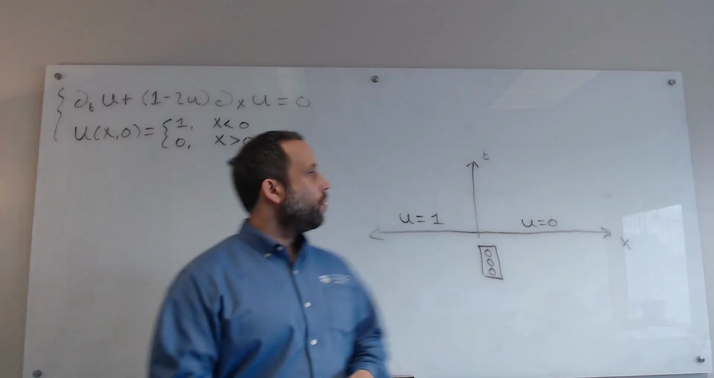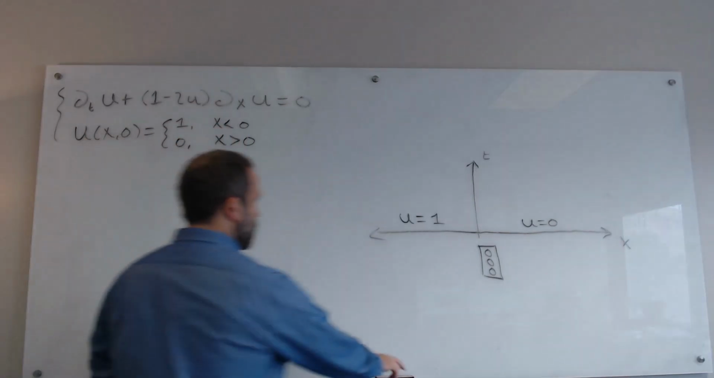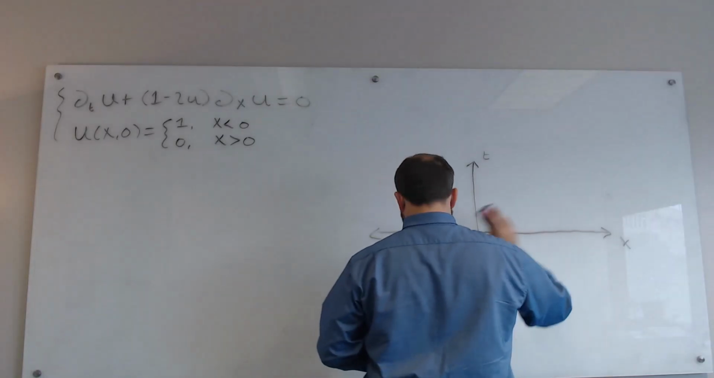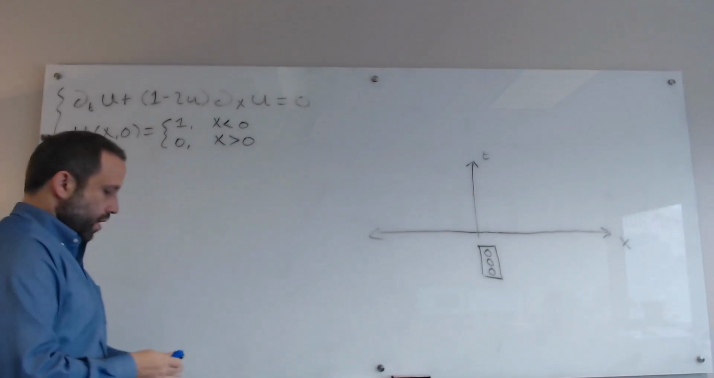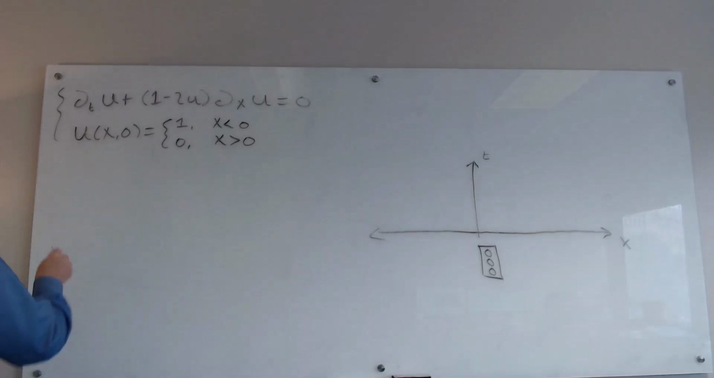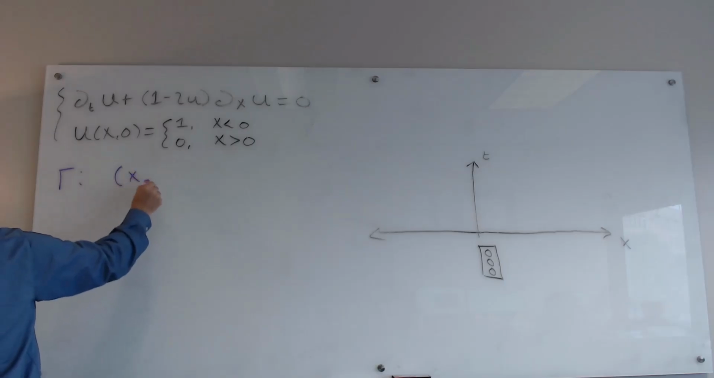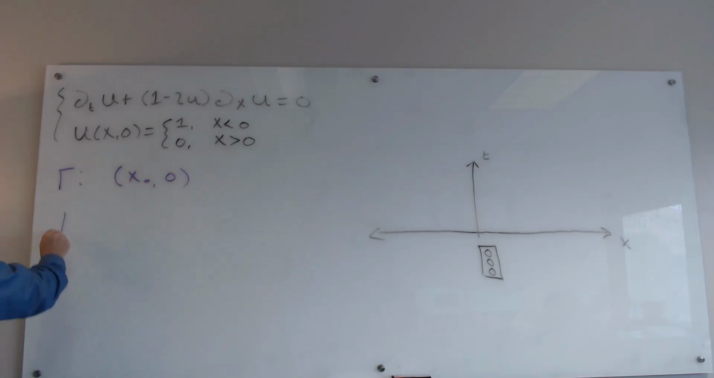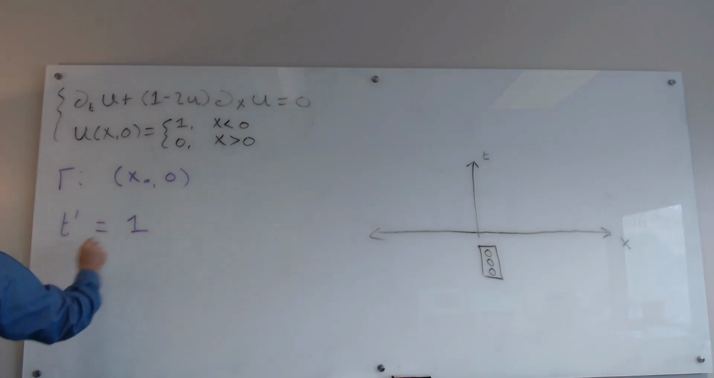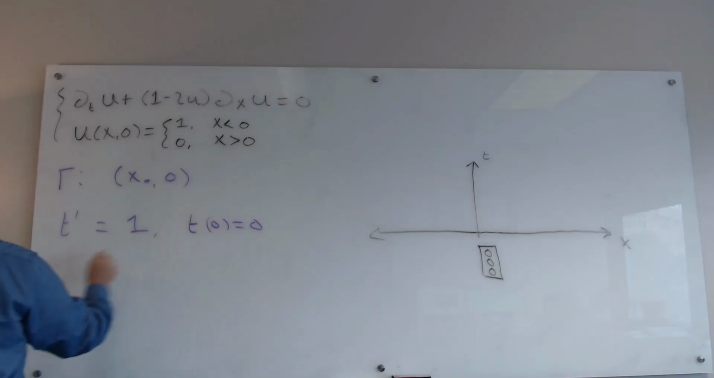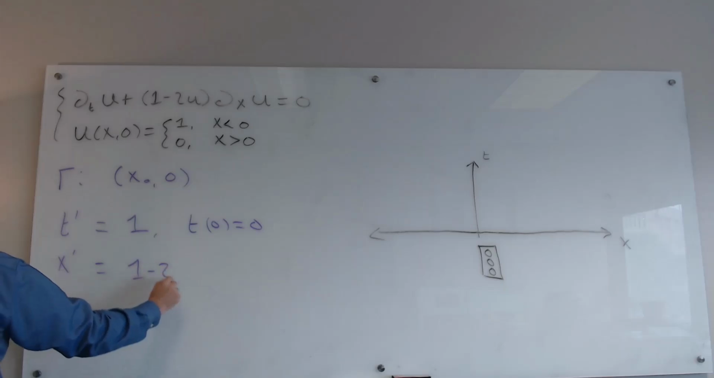Okay, so I now want to solve this equation. I'm going to put this like that. All right. So again, I'm just going to set things up like I've been doing. So gamma, again, we're going to parameterize the x-axis like this. And then we've got t prime is going to be equal to 1 with t of 0 is equal to 0. And now we're going to have x prime is going to be 1 minus 2z.